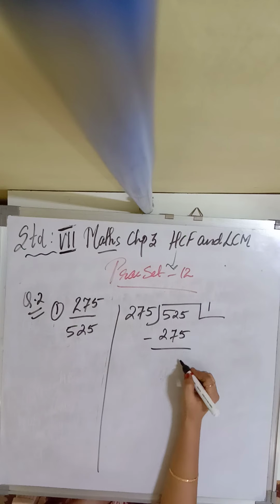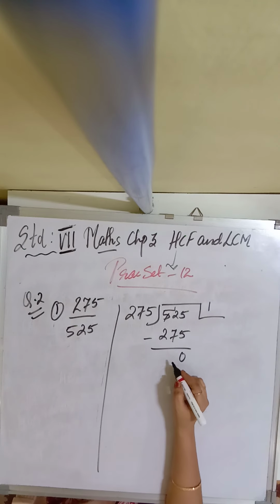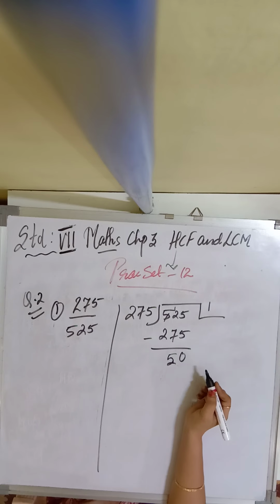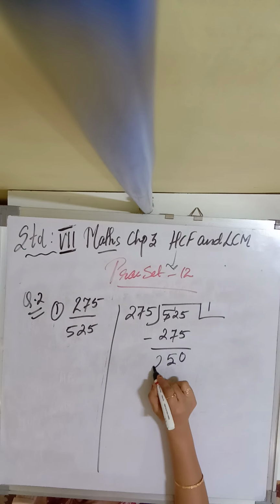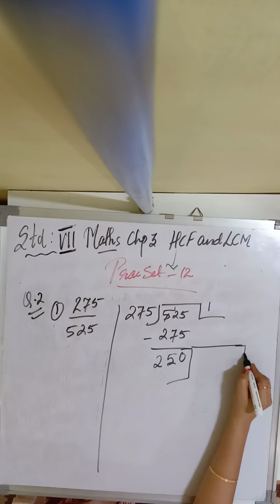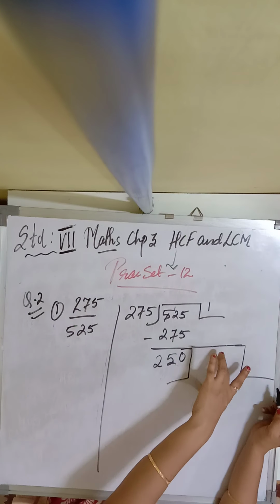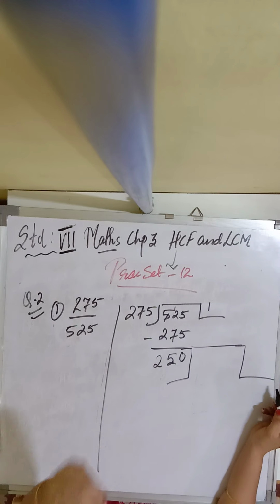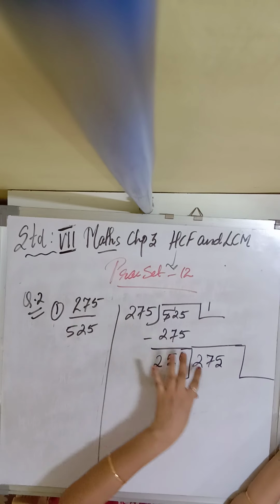Now subtract: 5 minus 5 is 0, 12 minus 7 will be how much, children? 5. Then what is remaining here? 4 minus 2 is 2, so you are getting 250. Now see, children, the second step, what I had told: your previous divisor becomes the dividend. The first divisor, 275, will become the dividend.